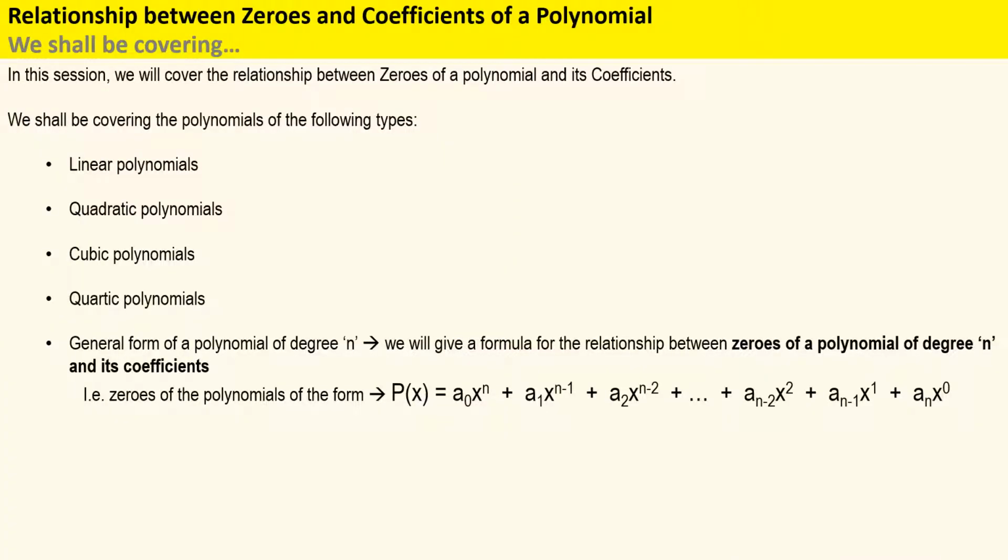In this session, we shall be talking about the relationship between zeros and the coefficients of a polynomial of type linear, quadratic, cubic, quartic, and also we shall give the formulae of relationship between zeros and coefficients for a polynomial of general form of degree n.